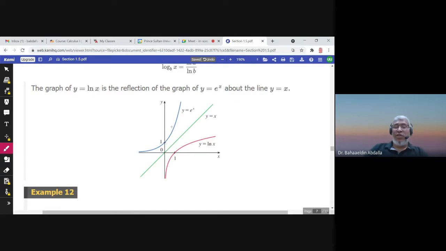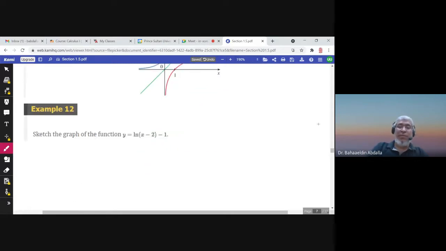We mentioned this. This is the graph of e to the power x, and this is the graph of ln x. They are inverses of each other. And that's why they cancel each other. ln e to the x is x and e to the ln x is x.